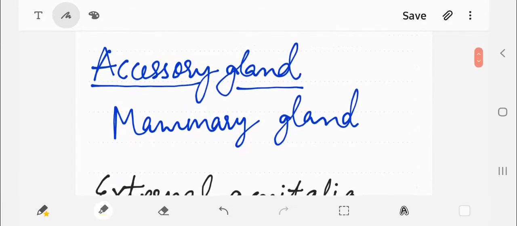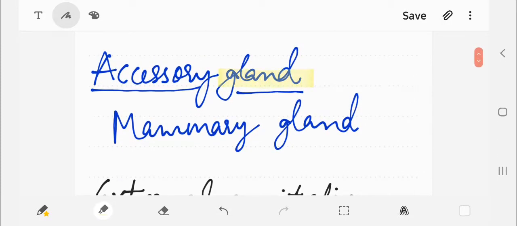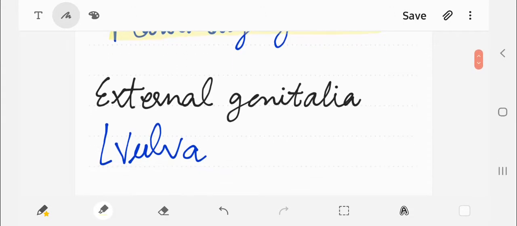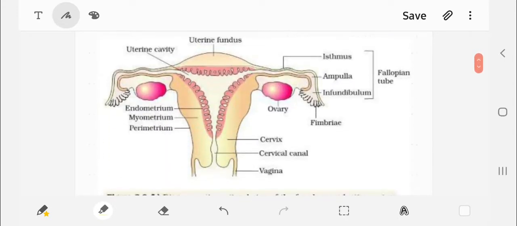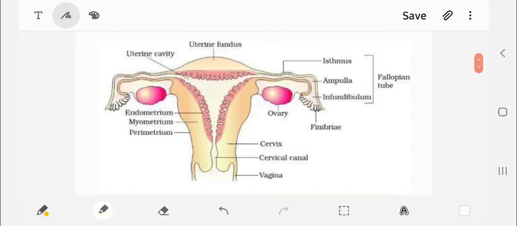Along with that, we have the accessory gland. We have only one accessory gland in the female, that is the mammary glands, and the third is the external genitalia, that is the vulva. So we will discuss one by one, but before that we will see the diagram of the female reproductive system, the various parts of the female reproductive system.